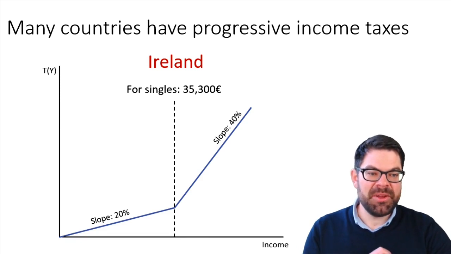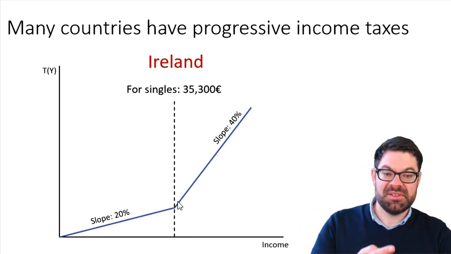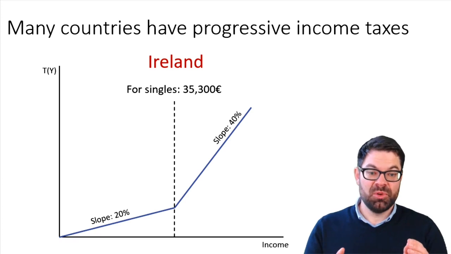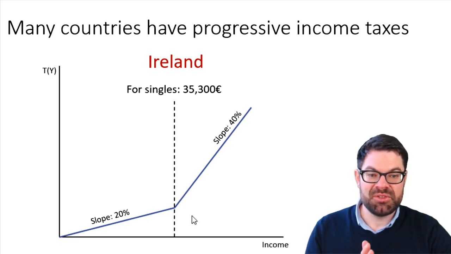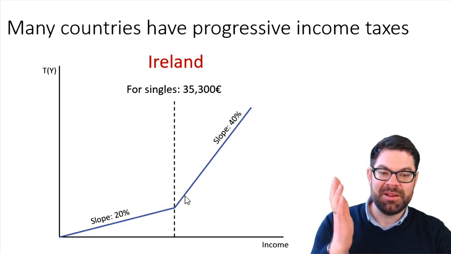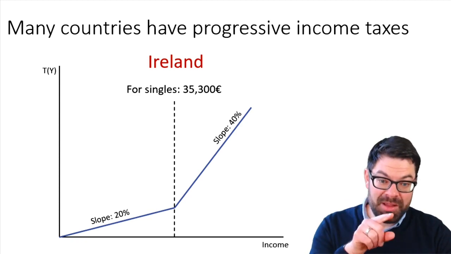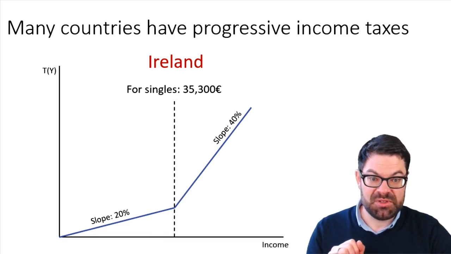So does that mean it's better to earn slightly below than slightly above here? No, because any income below 35,300 is taxed at 20%, and only what exceeds that threshold is taxed at 40%. And that's also the reason why the distinction between marginal and average tax is so important. Because someone whose income is just above that level, let's say at 40,000 euro a year, their marginal tax rate is 40%. So if they go from 40,000 to 40,001 euro, from that 1 euro, they have to pay 40% to the taxman. But their average tax rate is a lot lower because most of their income is taxed at 20%.